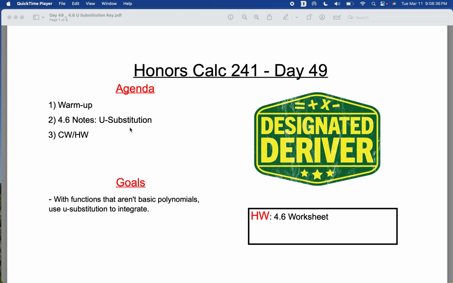All right, so today is U substitution. As we know, for derivatives, we have power rule, product rule, quotient rule, and chain rule. For integration, so far, we only have the power rule, so we had to have it in perfect polynomial form in order to integrate. We don't have a product rule or a quotient rule, but we have something similar to the chain rule, which we call U substitution. So that's what we're doing today.